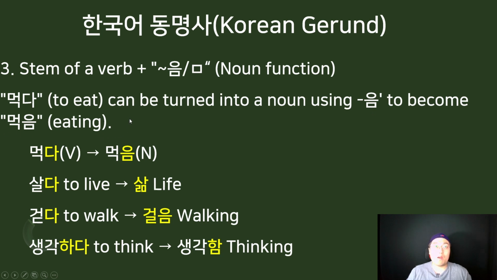What about other examples here? 살다, to live, we can change to a noun here. 삶. Be careful. It's not 사람. It's 삶, life. 걷다, to walk, and 걸음. 생각하다, to think, 생각함, thinking. So as you can see, the nouns here all have 미음 as the final consonant, right? So this is the rule here.